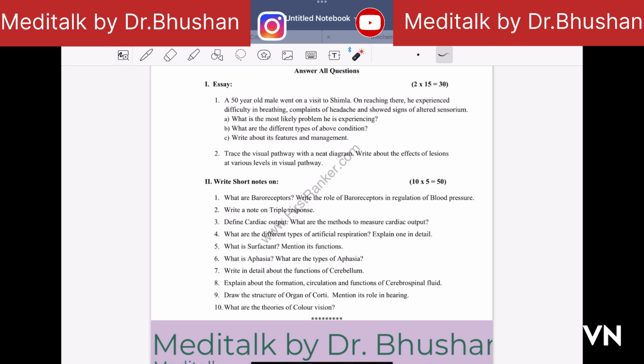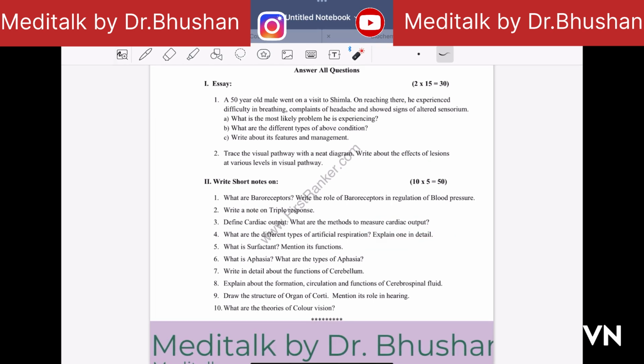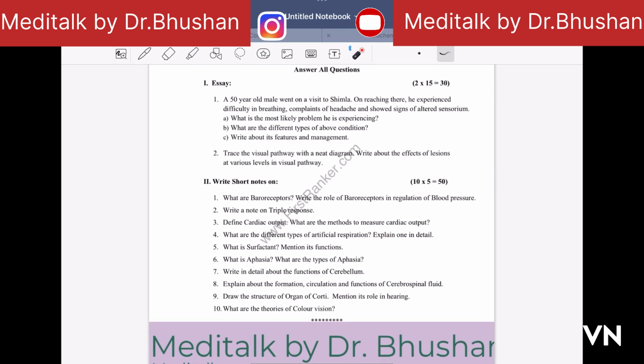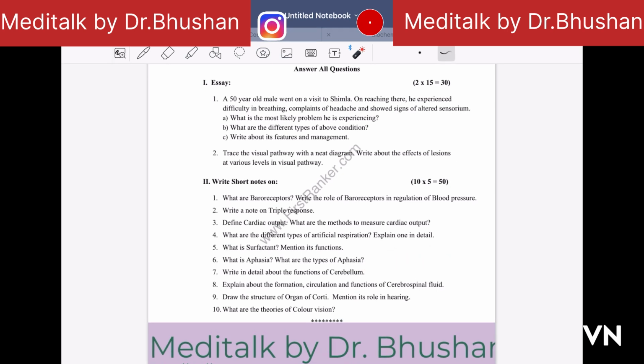What are the different types of artificial respiration? Explain in detail. What is surfactant? Mention its function. What is aphasia? What are the types of aphasia? Write in detail about the function of the cerebellum. Explain the formation, circulation and function of cerebrospinal fluid.